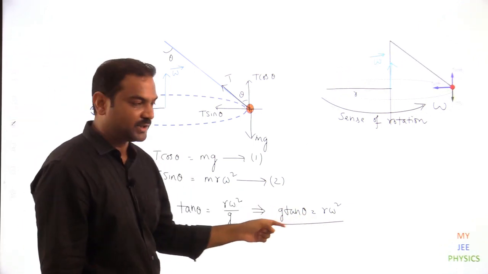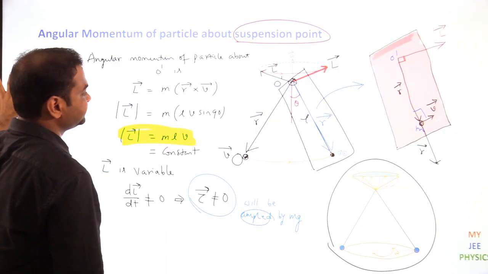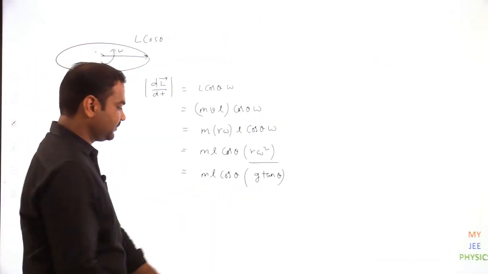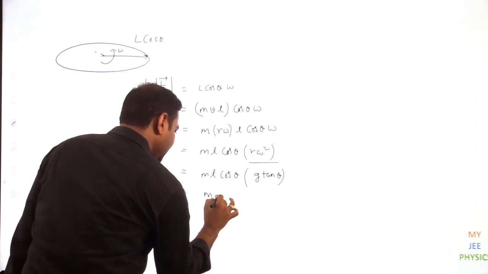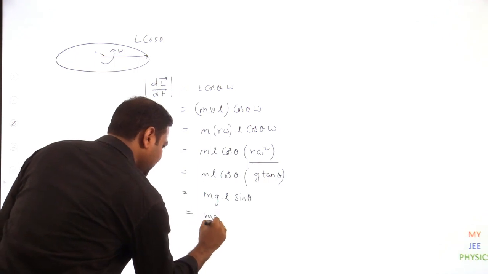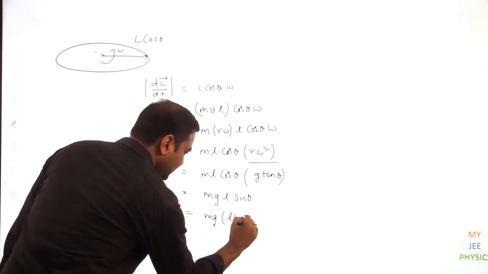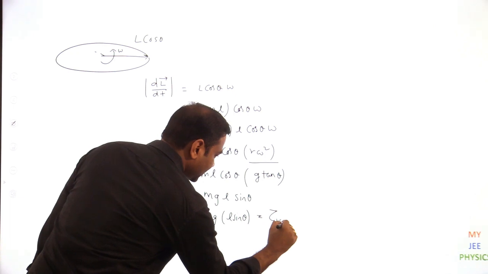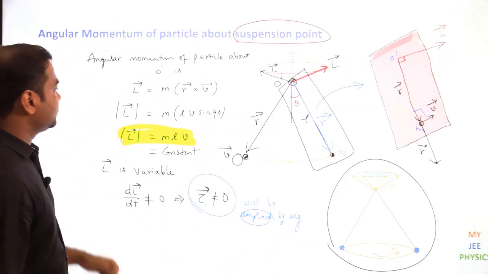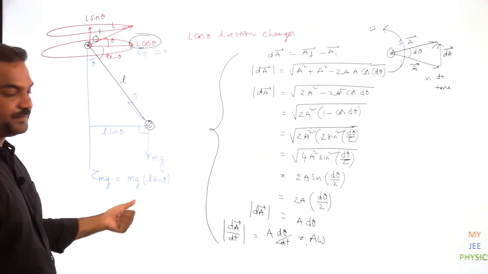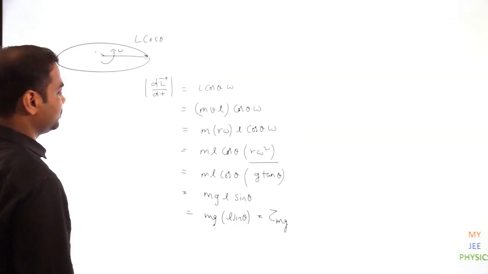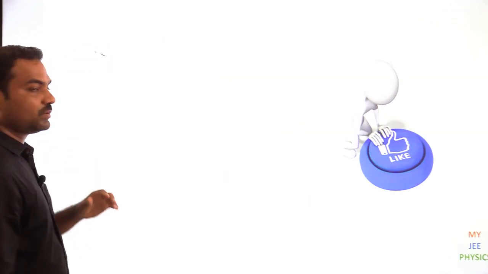So the same expression I am going to apply. Yes, so ML cos theta is equal to G tan theta. Then I can write mg into L into cos theta into tan theta, which is sin theta. So now it is mg into L sin theta, which is nothing but the torque. Even this we solved. So torque is equal to mg into L sin theta. That means about the O dash point.